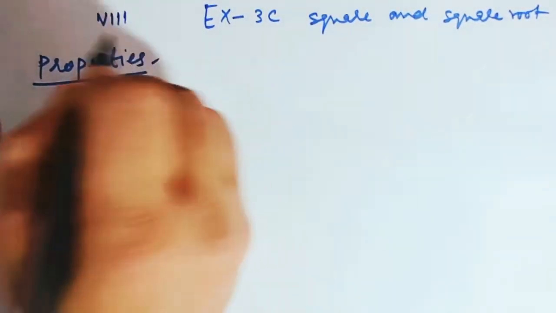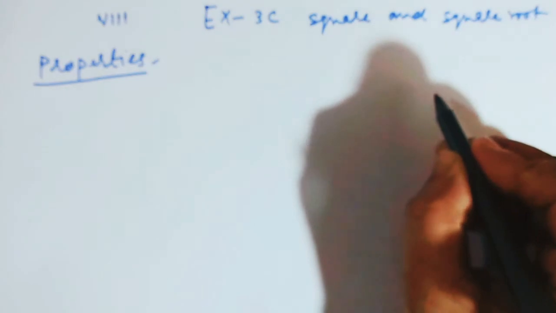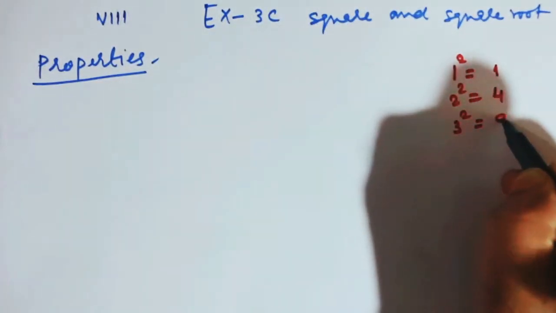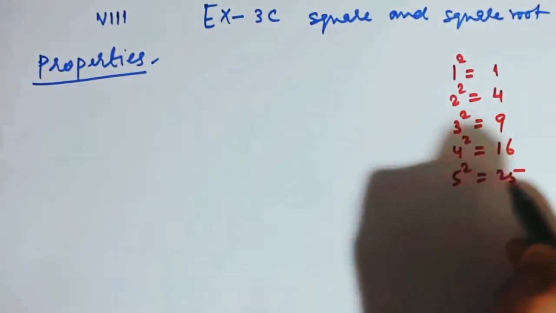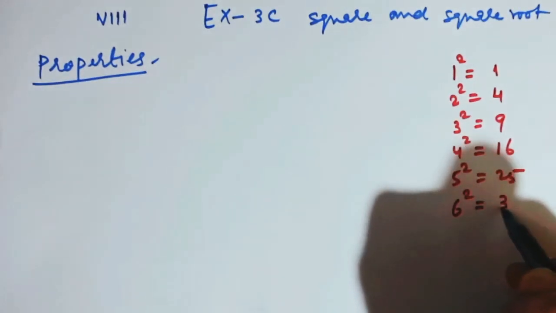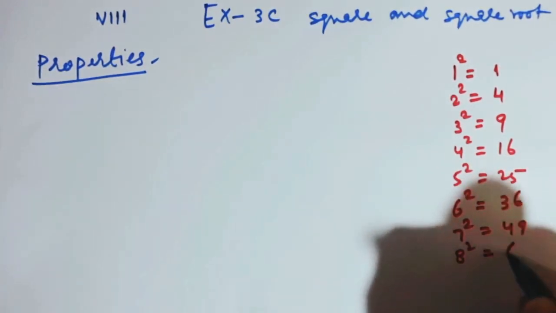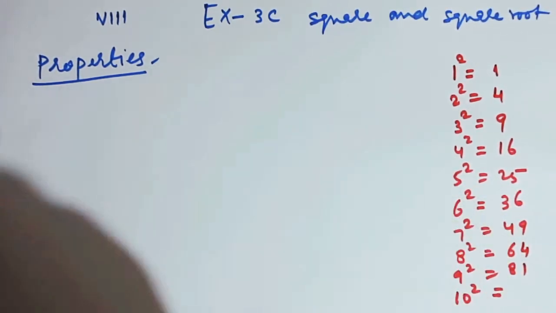Properties. Before we look at the properties, let us look at this particular number. When we talk about the square of numbers, 1 square is equal to 1, 2 square is 4, 3 square is how much? 3 threes are 9, 4 square 16, 5 square 25, 6 square how much? 36, 7 square 49, 8 square 64, 9 square 81, and 10 square is equal to 100.